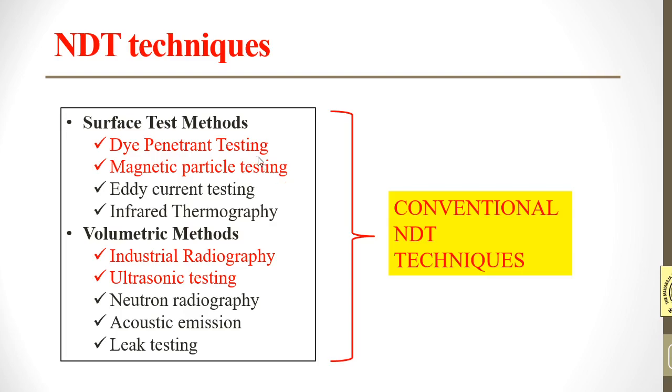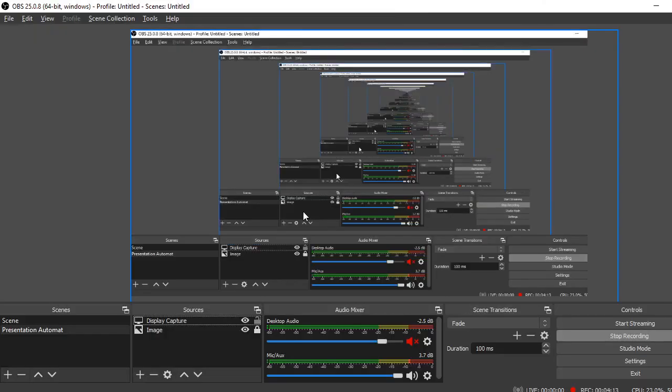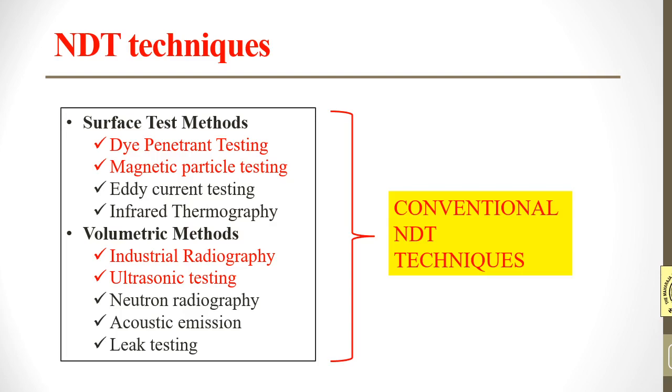Okay, what do you understand by surface defect detection? It detects defects that are open to the surface or just below the surface. So you cannot detect any defect or discontinuity that is within the material. The defect needs to be open to the surface, either in small size or a large size.